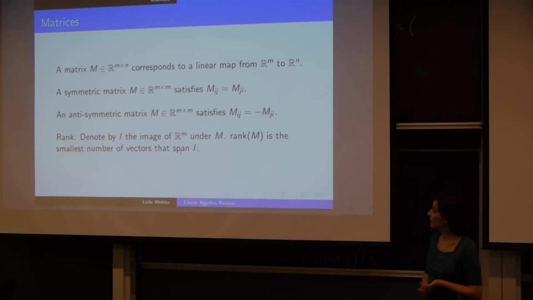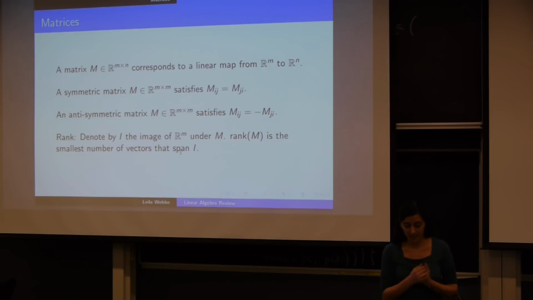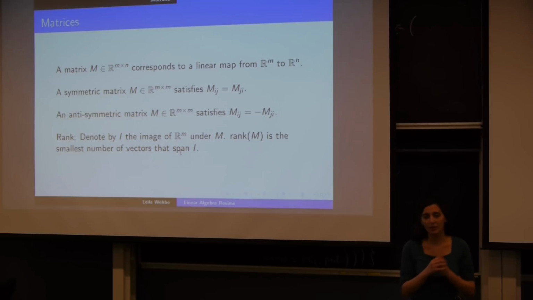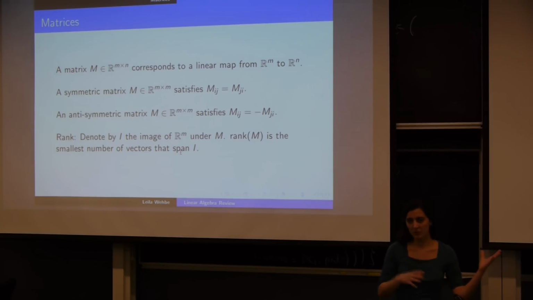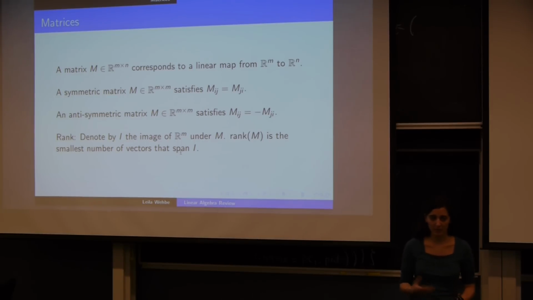Okay. So matrices. We can think of a matrix as a map from a space in Rm to a space in Rn, because that's what you do when you multiply something by a matrix.